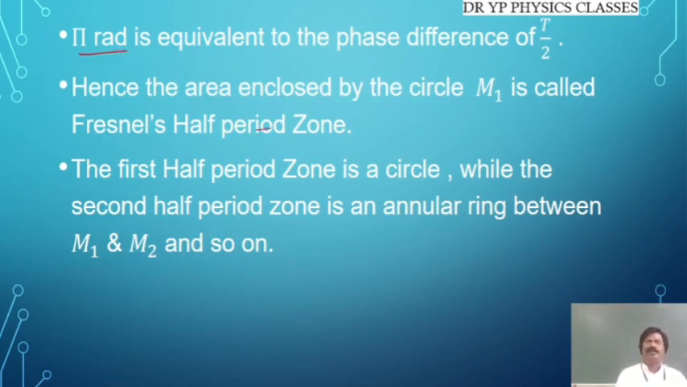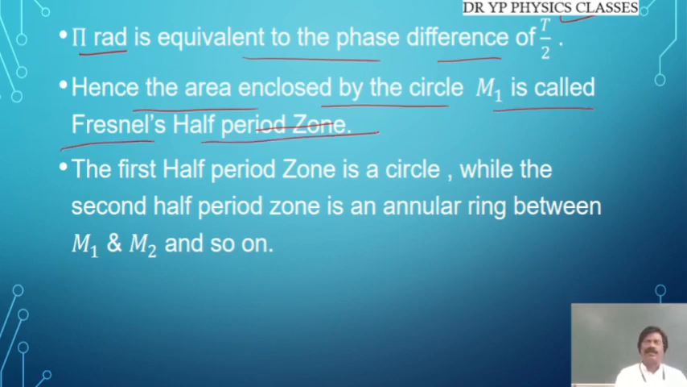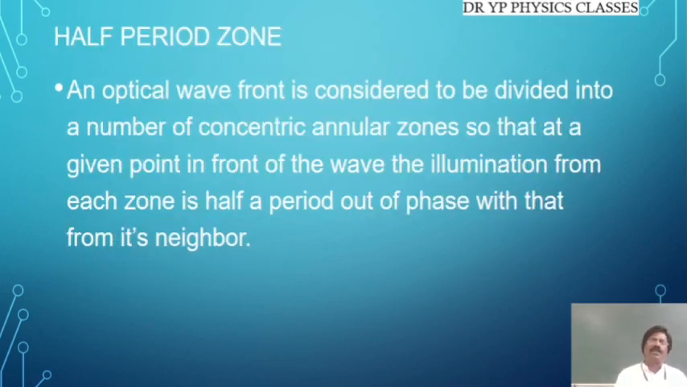This phase difference is also equivalent to the phase difference of T by 2. What is T? T is period. Okay, period by 2, half the period. This phase difference pi rad is equal to half the period. Hence, the area enclosed by the circle M1 is called Fresnel's half period zone. This is the definition. What is meant by half period zone? The first half period zone is a circle, while the second half period zone is an annular ring between M1 and M2 and so on. Okay, you must have a clear idea of what is meant by half period zones. The definition is very clear now.